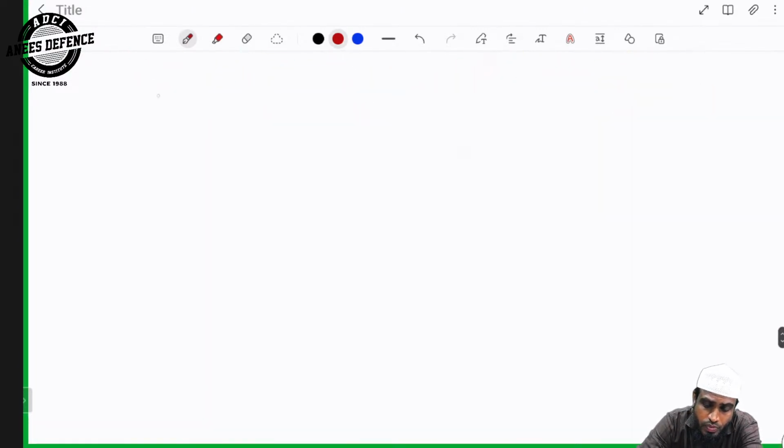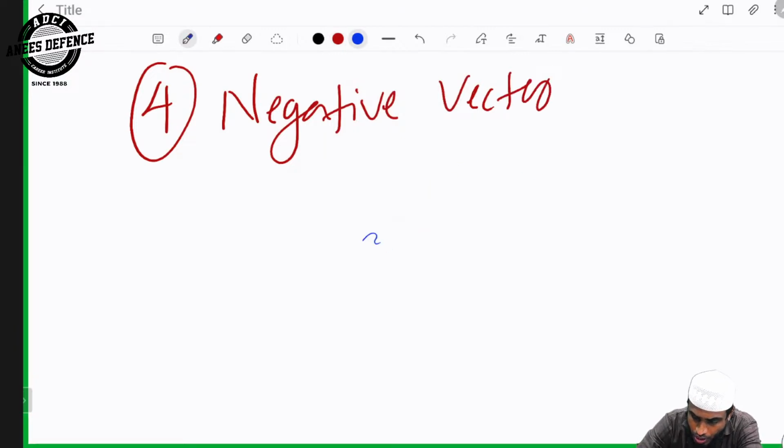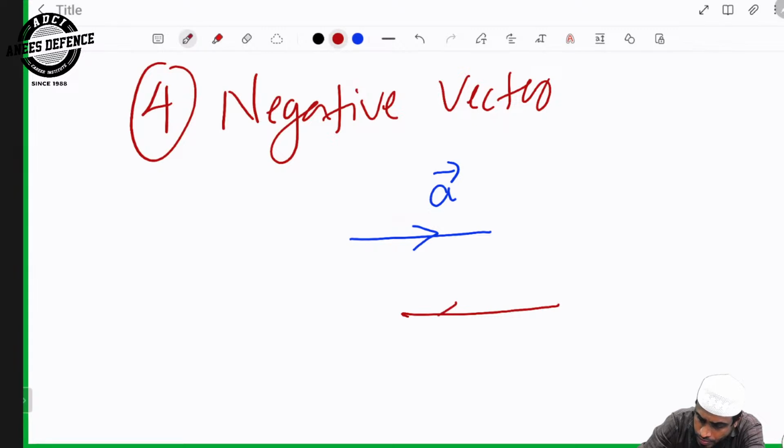Then what is a negative vector? Negative vector means you have a vector like this, A, and another vector like this, B.